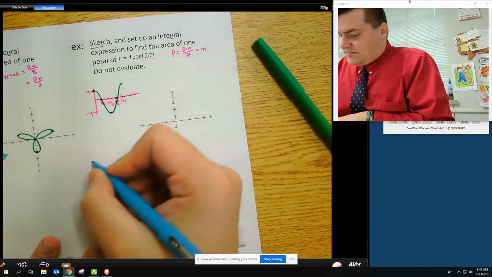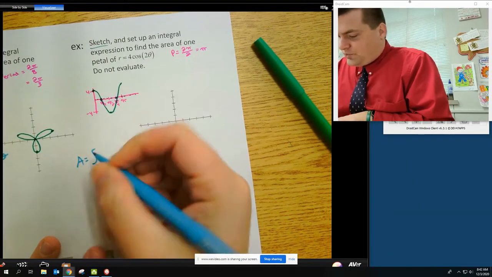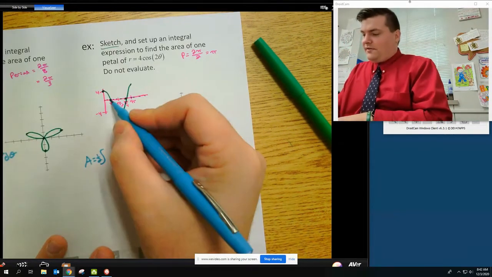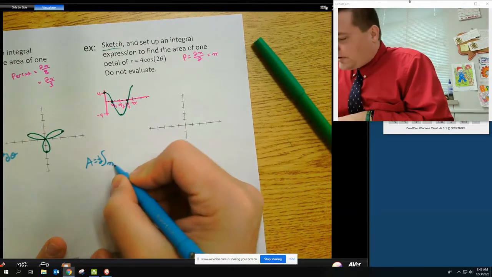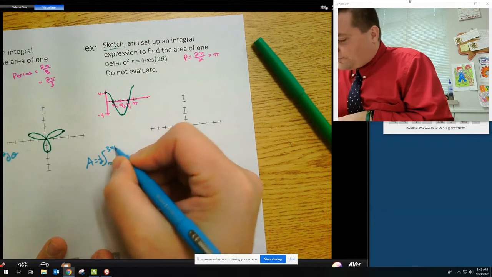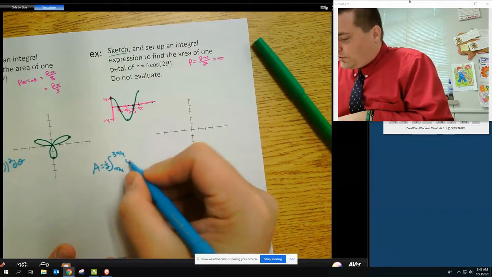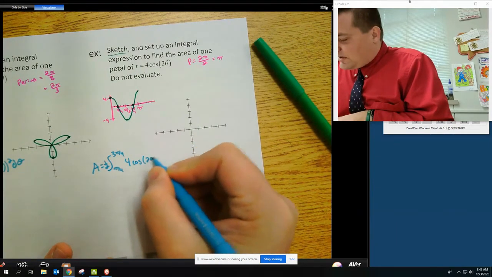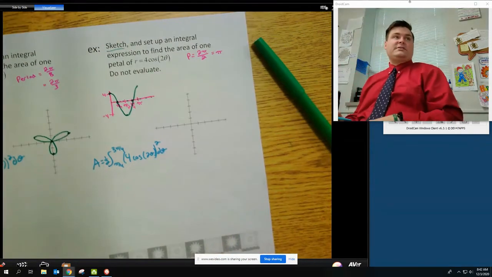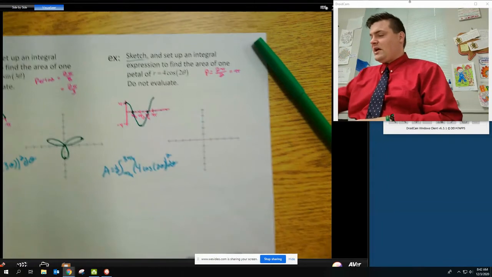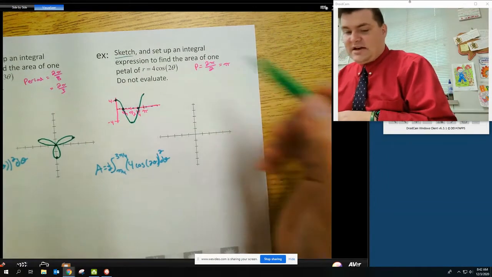So to set this up, the area would be 1/2. And our petal, if you notice, because this isn't a full petal right here, my petal's from π/4 all the way to 3π/4 of my radius, 4 cos 2θ dθ. And make sure you square that radius. So there you go.